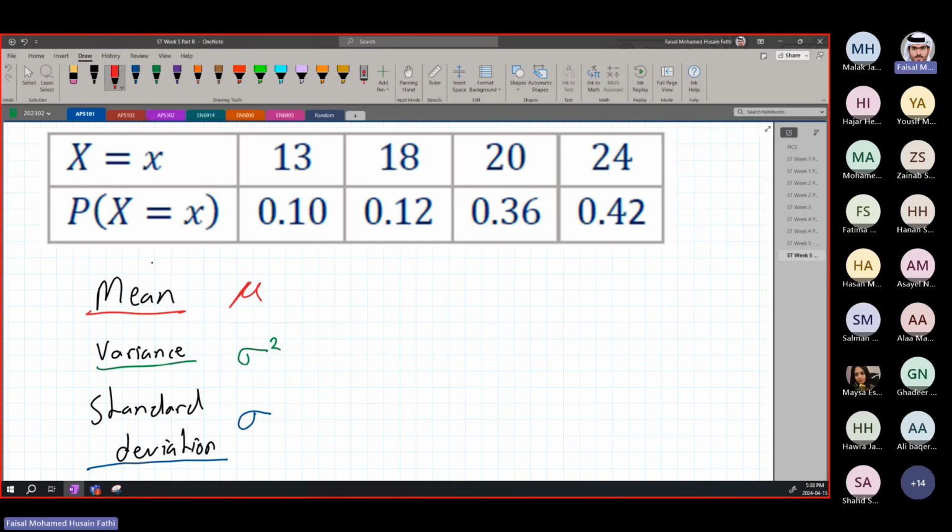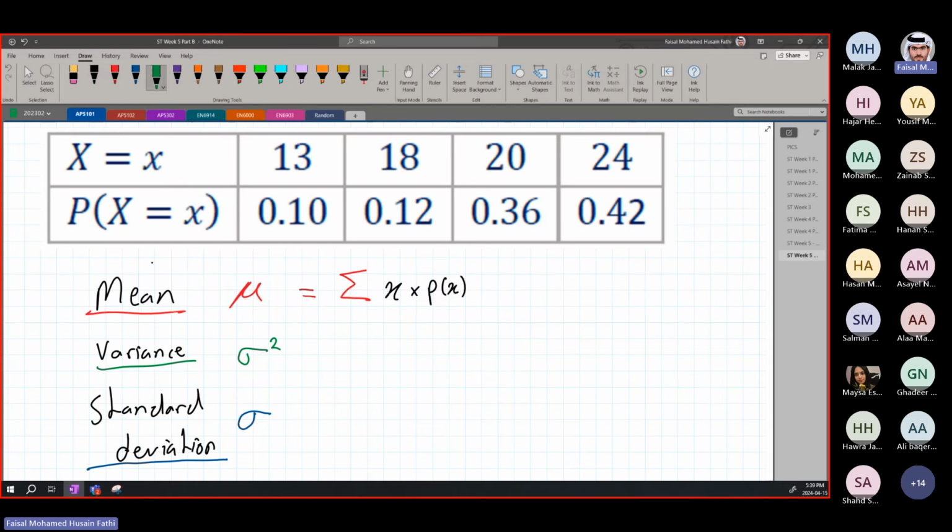So what is your mean going to be equal to? Your mean is equal to the sum of all your x's, the small x's, times the probability of those x's happening. The sum of all of them. So you'll basically do 13 times 0.10 plus 18 times 0.12 plus 20 times 0.36 plus 24. And we will do this for this example now.